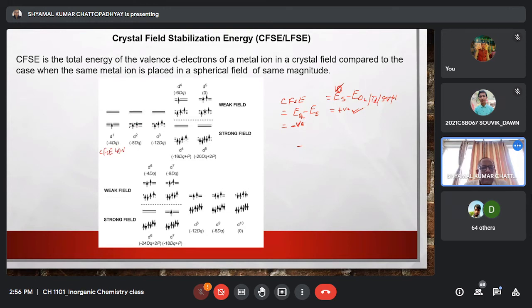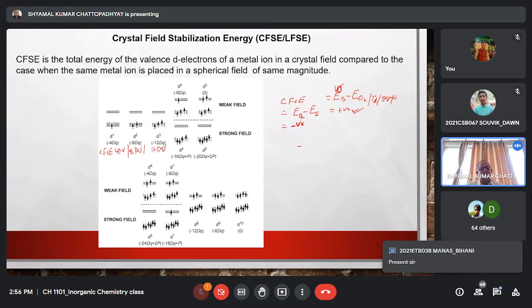If you have a d2, you have two electrons in the t2g, so minus 8 Dq. So CFSE will be called 8 Dq. The energy of the system is lowered by 4 Dq with respect to the spherical field. Now it is minus 4 Dq, here it is minus 8 Dq, and so CFSE will be 4 Dq, 8 Dq, 12 Dq, etc.